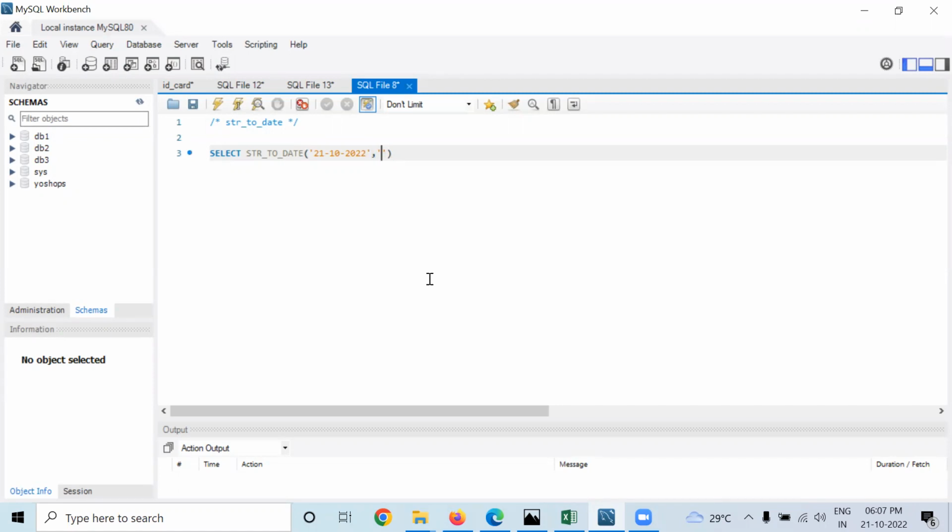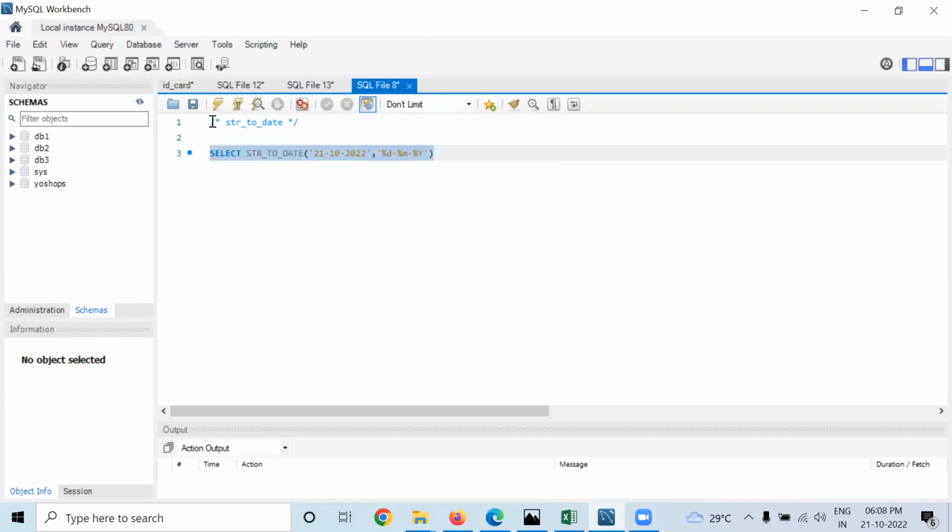So first, 21 refers to day. In that case, you should write percentage D. After that, a hyphen is there, so you have to put a hyphen. Then the month is there. 10 means month, so you write percentage M. Then hyphen. After that, you write capital Y. Always remember, you have to write capital Y because here the year is a 4-digit number. If it is a 2-digit number, you write small y. Is it clear, everyone?